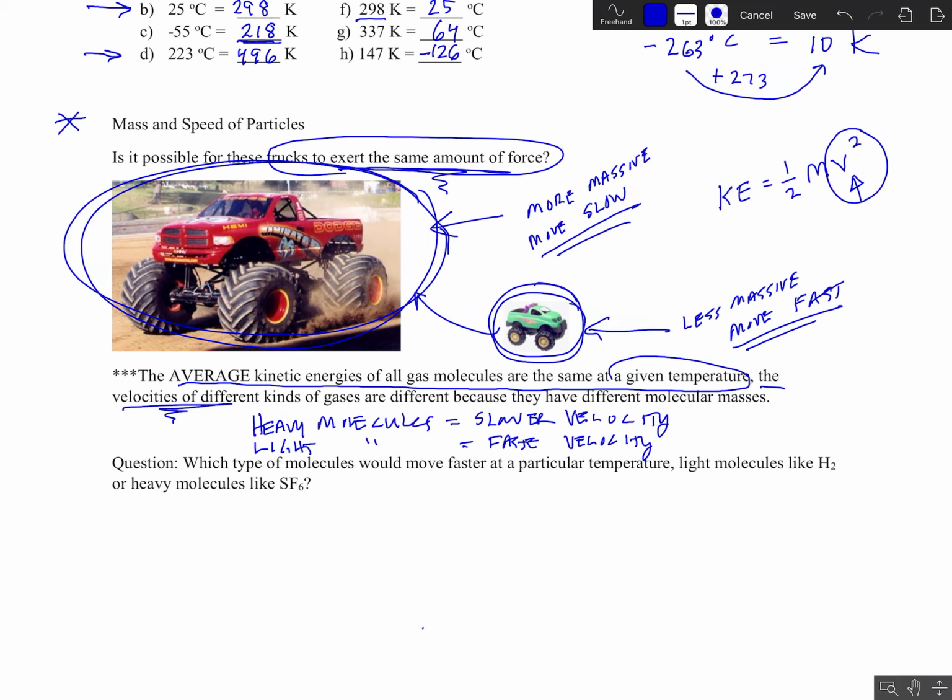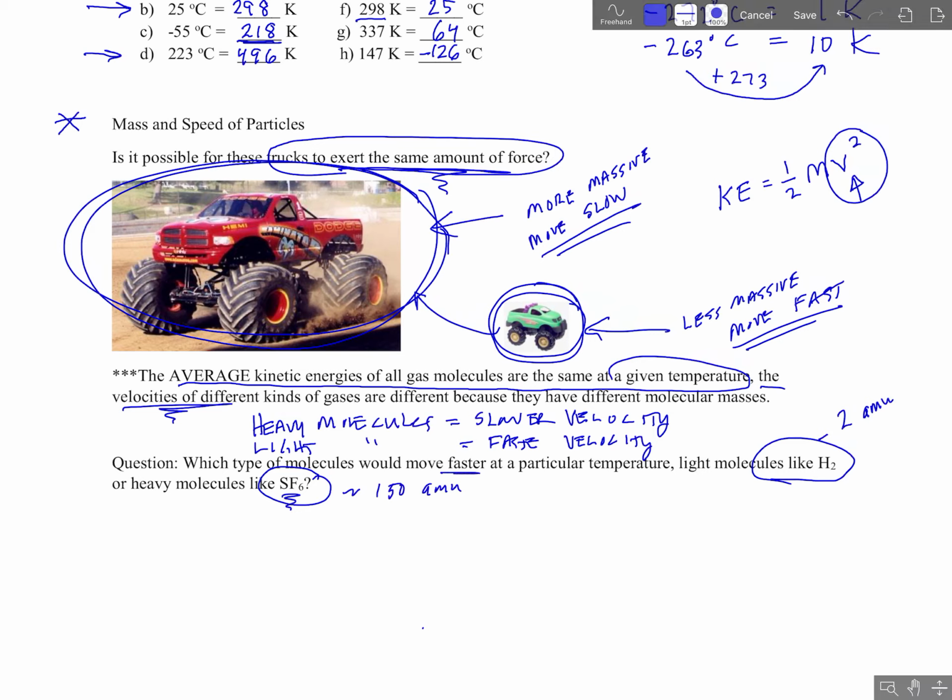So let's give an example. In fact, I do a demonstration for this that you'll see on a demonstration video. Let's say I had light molecules like hydrogen gas. They have what's called an atomic mass of 2, and it's called atomic mass unit. We'll learn about that in a later part of this trimester. Compared to sulfur hexafluoride. Now, sulfur hexafluoride is quite a bit bigger. They weigh, on the atomic mass unit scale, around 150 atomic mass units. So sulfur hexafluoride molecules are almost 75 times bigger than hydrogen molecules.